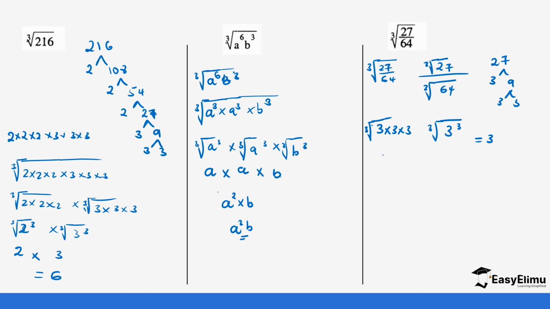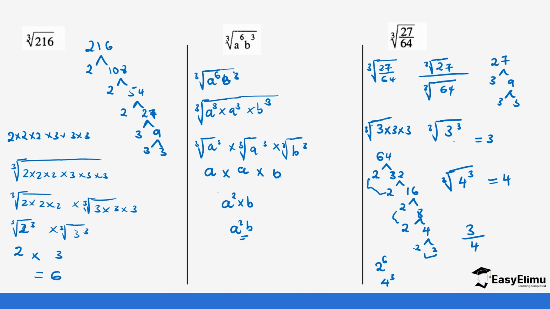So for the lower one, which is 64, we can use 2 as the lowest factor. When you use 2, it becomes 32. When you divide by 2 more, it becomes 16. When you divide by 2, it becomes 8. Divide by 2, you get 4. Divide by 2, you get 2 and 2. So we have 1, 2, 3, 4, 5, 6. So we have 2 power 6, because there are 6 of them. This is the same as, if you can make it a bit easier, 4 times 4 times 4. So it becomes 4 power 3. So this is the same as the cube root of 4 power 3, or the cube of 4, which equals 4. So our final value is 3 over 4, because the top value we got 3, the bottom we got 4. So our answer becomes 3 over 4.